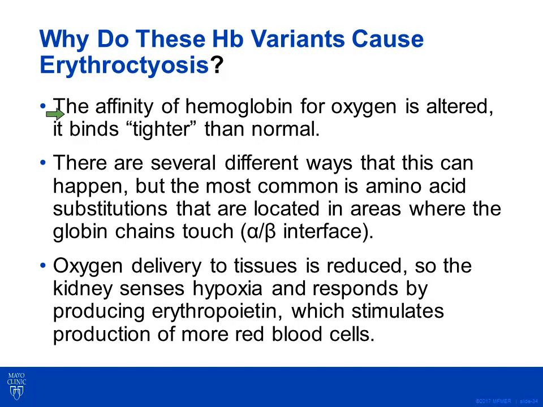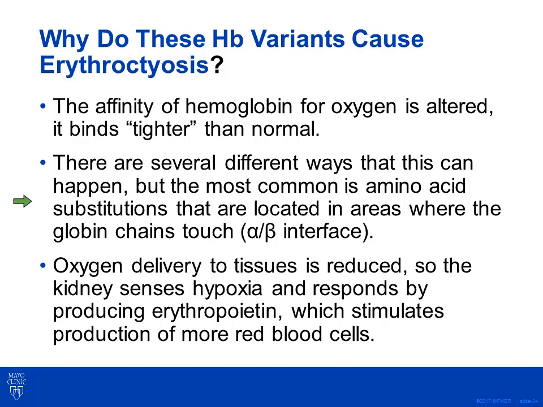So why do these high oxygen affinity variants cause erythrocytosis? What happens is the affinity of the hemoglobin molecule for oxygen is altered. As the name implies, it has a higher affinity, it binds tighter than normal. So if it binds tighter, it also doesn't release as readily. There are several different mechanisms how this happens, but the most common is the amino acid substitution occurs at a very critical area, and that is the area where the globin chains touch. There are weak bonds that keep these together, and that's called the alpha-beta interface.